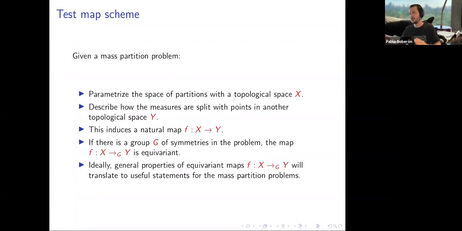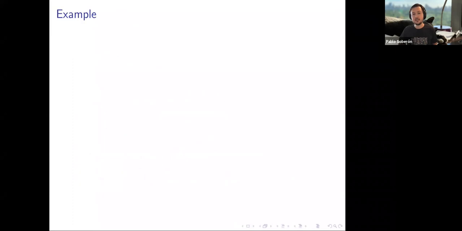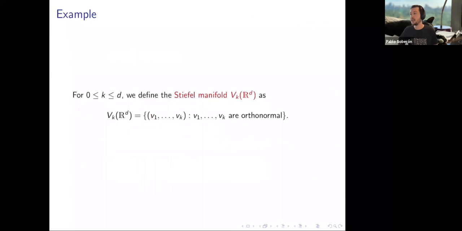So since we're changing our partitions from being hyperplanes to being something more complicated, we need a different Borsuk-Ulam type theorem. And so what we're going to be using is Stiefel manifolds in this case. So the Stiefel manifold in R^D, with the parameter k here, V_k(R^D), is just the set of orthonormal k-tuples of vectors in dimension D. So they are all unit vectors and they are perpendicular to each other.